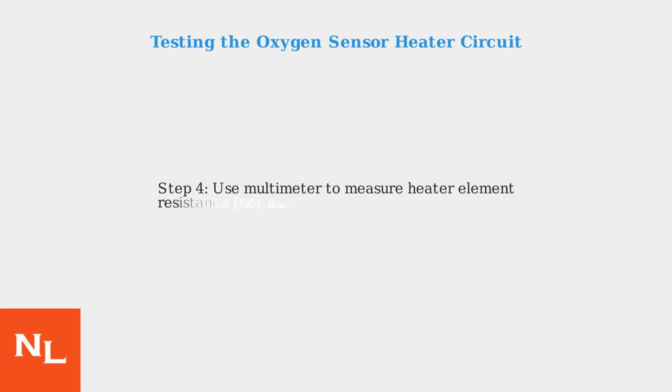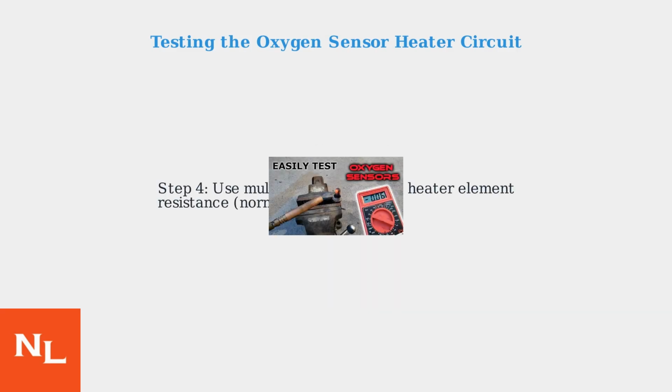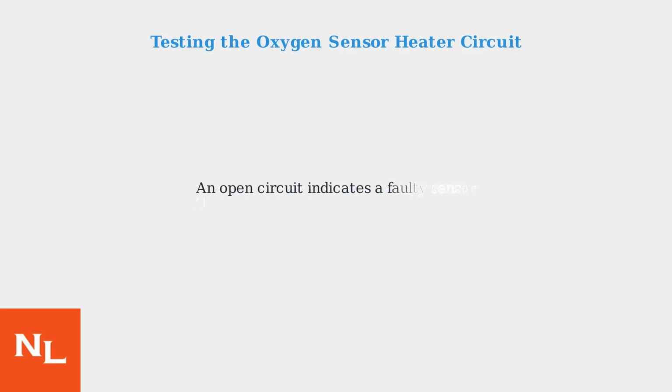Use a multimeter to measure the resistance of the heater element within the sensor itself. Normal resistance ranges from 5 to 20 ohms. An open circuit or resistance outside the normal range indicates a faulty sensor that requires replacement.